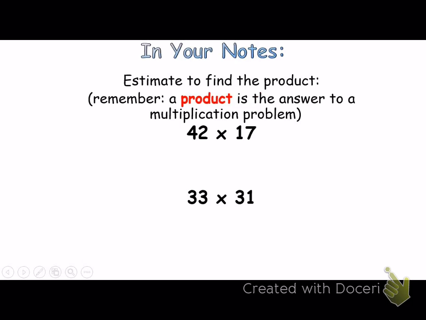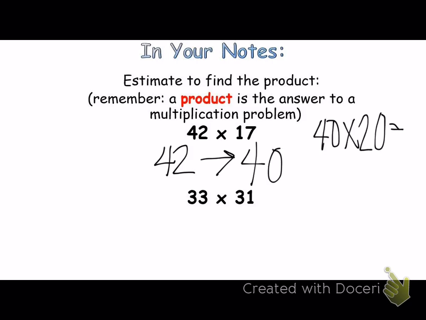In your notes, go ahead and estimate to find the product. Remember, a product is the answer to a multiplication problem. 42 times 17. So 42 can be rounded to 40 to have a multiple of 10. That's easier for me to work with. 17 would be rounded to 20 to have a multiple of 10. That's easier to work with. So my new problem is going to be 40 times 20. So again, just like I solved my other problems, I will start with 4 times 2, which gives me 8. I have 2 zeros left in my problem, so my answer would be about 800.